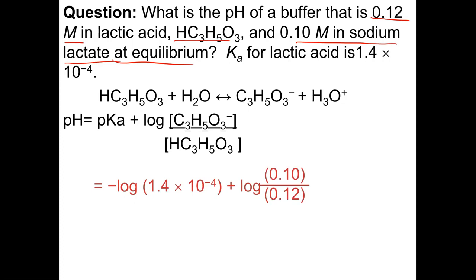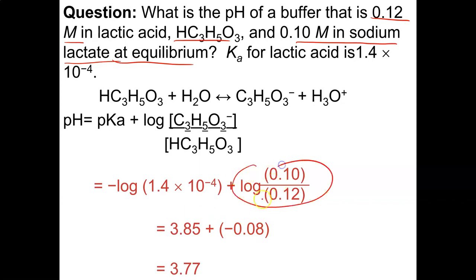Just plug and chug. You have 0.1 molar for sodium lactate. You have 0.12 for lactic acid. Plug into the equation. You get 3.85 minus the log, and the result of this is this thing. So you could see when the top number is smaller than the bottom number, you're subtracting. When it's bigger, you're adding. It's a little mental shortcut to help you avoid brain farts and to predict what's going to happen. If I know I have more product, then I know my pH is going to go up. If I have more reactant, then I know my pH is going to go down. And that's what happens here. The pH goes down to 3.77.